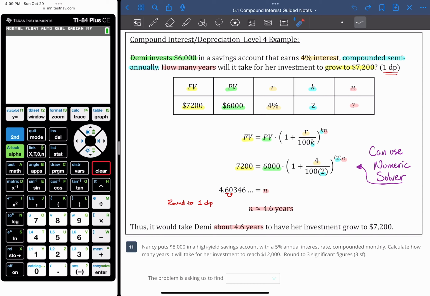So what do we know? We know the final value. What do we want in our account at the end? 7,200. How much money did she initially deposit? Well, that comes from right here, $6,000. We know the annual interest rate, that is 4%. We also know how many times it's going to compound within a year. It's semi-annually, so it's going to occur twice within a year. What we don't know is how many years it will take to go from 6,000 to 7,200. So we're looking for n in this case.